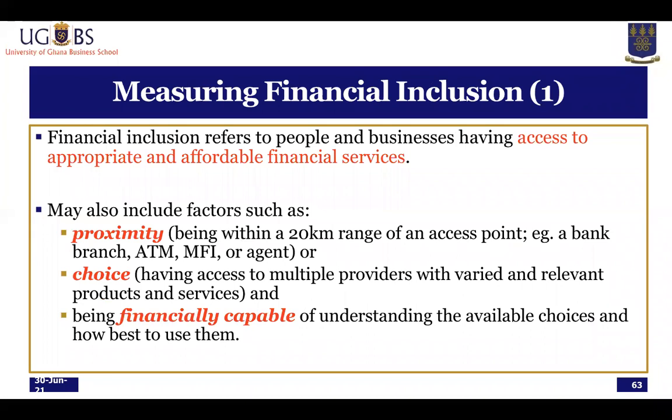Now, when you're looking at financial inclusion, typically, like I mentioned, it is making sure that people and businesses have access to appropriate and affordable financial services. And we've talked about the appropriateness and affordability of these financial services. Being appropriate provides the convenience, proximity, etc. So yes, the proximity, a number of studies have looked at that, being within, let's say, a 20-kilometer range of an access point is considered close enough. Then also choice, having multiple providers with varied and relevant products and services. And also, of course, the issue of being financially capable to understand the available choices and how best to use them.